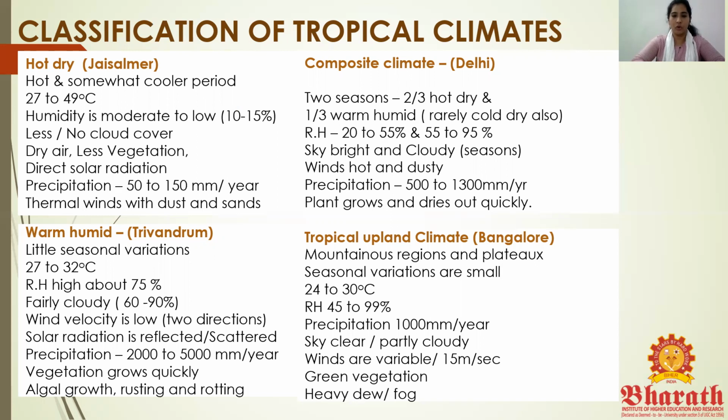Going a little bit more upland, you have the tropical upland climate, which is in Bangalore. It's a little bit in the mountain regions, and you have a mix of plateaus. The seasonal variations are very small. The precipitation is 1000 mm per year, and it's clear sky and partly cloudy. The winds are variable. It has very rich green vegetation and heavy dew or fog. So overall, even in the tropical climates, there are four major subdivisions.